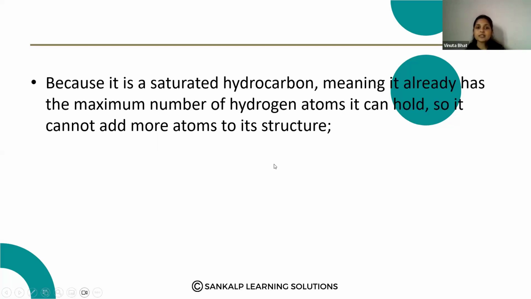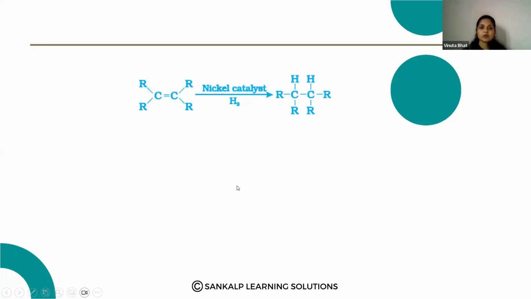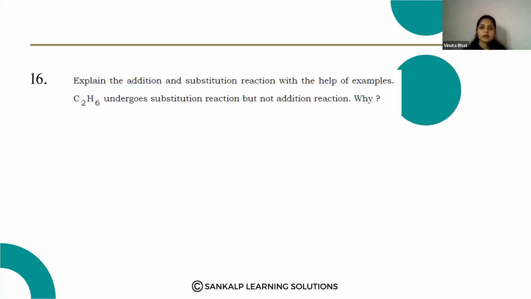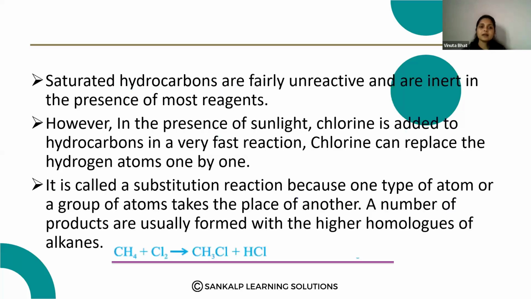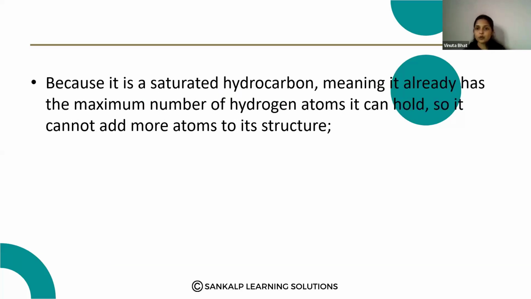Last one: because it is a saturated hydrocarbon, it already has the maximum number of hydrogen atoms it can hold, so no more atoms can be added to its structure. What is the question here? C2H6 undergoes the substitution reaction but not the addition, because it is already a saturated hydrocarbon, meaning it already has the maximum number of hydrogen atoms. So it cannot add more atoms to its structure. So that is the answer.